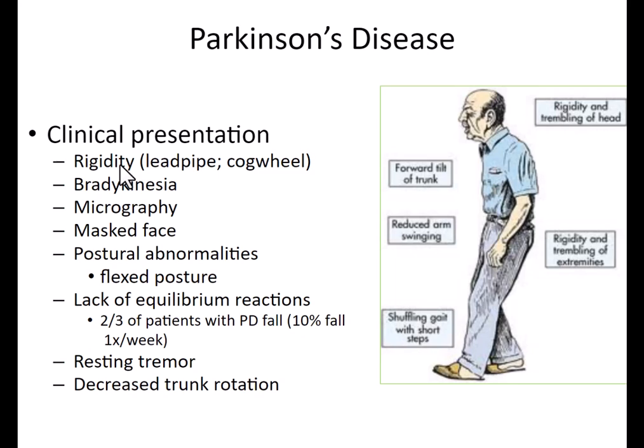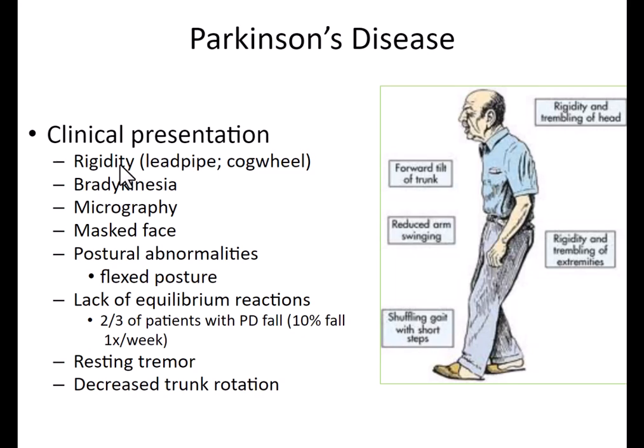Bradykinesia is a very distinct slowness of movement, and it typically takes these patients a long time to do anything. They're going to have specific difficulty with initiation of their movement. Early on, these patients will display a masked face, which means that they're not showing any sort of emotional reaction. Postural abnormalities are indicated by a flexed posture, as well as decreased equilibrium reactions. Because of these decreased equilibrium reactions, a lot of Parkinson's patients have difficulty with falls.